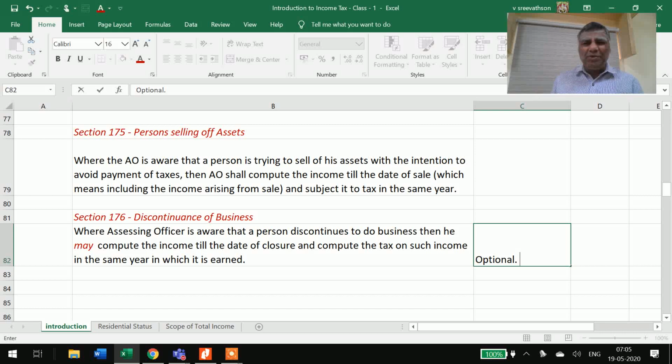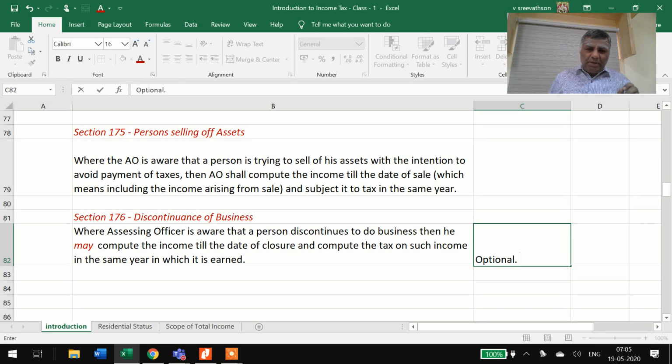AO may do it or he can wait for the year. Anyhow, the person is right in front of you. And many of the time, this discontinuance is because of loss. So he may think, why should I waste time on this? Anyhow, he is going to be there. The business is only discontinued. The person is continuing, so anytime he can pay the tax.